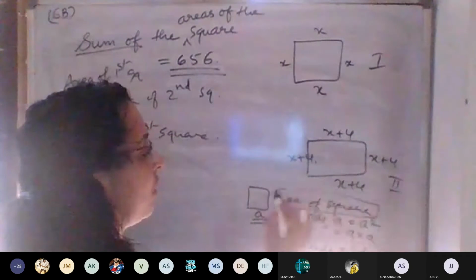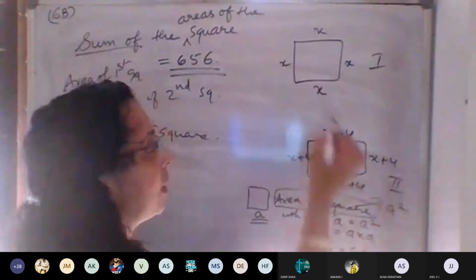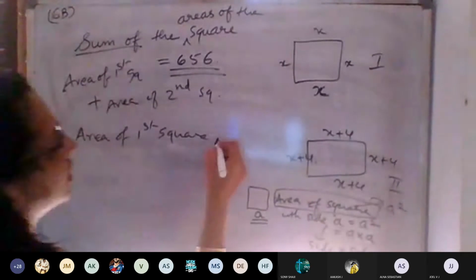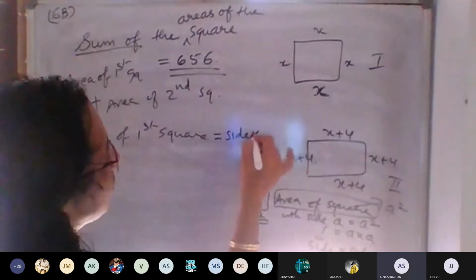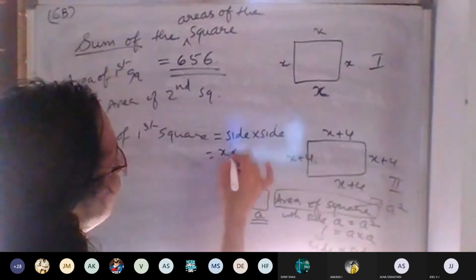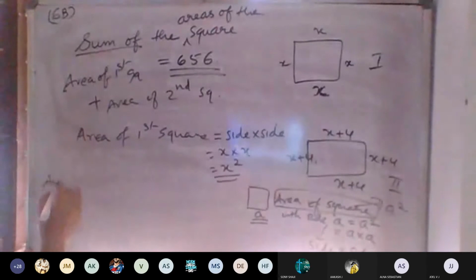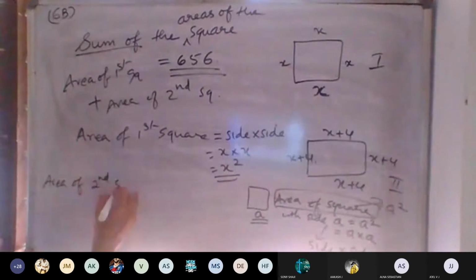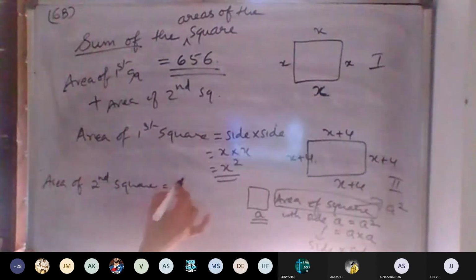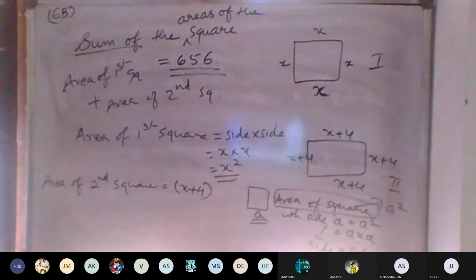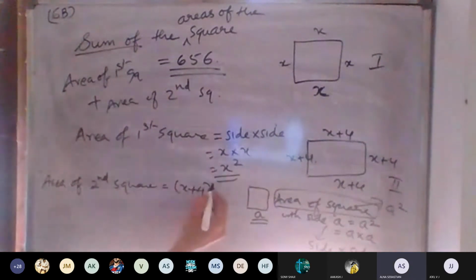So area of square usually we will represent as a square. Here the side is given as x. So what will be the area of the square? Area of square is equal to side into side, that is x into x, which is equal to x square. That is the area of the first square. Similarly, what will be the area of the second square? Side into side. Here the side is given as x plus 4. x plus 4 into x plus 4 is x plus 4 all square.